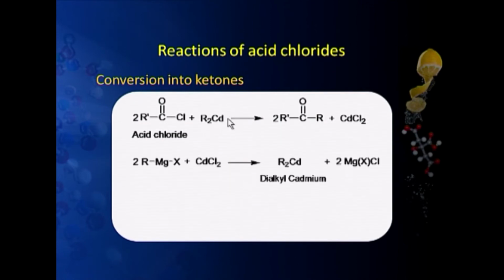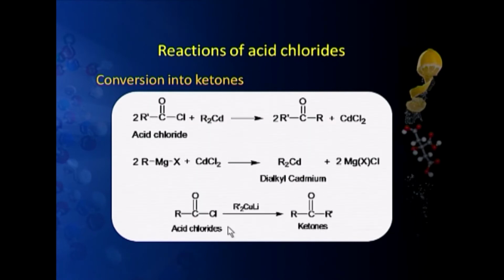These dialkyl cadmium compounds themselves are obtained from Grignard reagents. Grignard reagents react with cadmium chloride to give us the corresponding dialkyl cadmium. So this reaction is different from the direct reaction of acid chloride with the Grignard reagents. There we are getting tertiary alcohols, here we are getting ketones, and the benefit is we can get unsymmetrical ketones as well as symmetrical ketones. It is our choice that we can have similar alkyl groups or different alkyl groups.